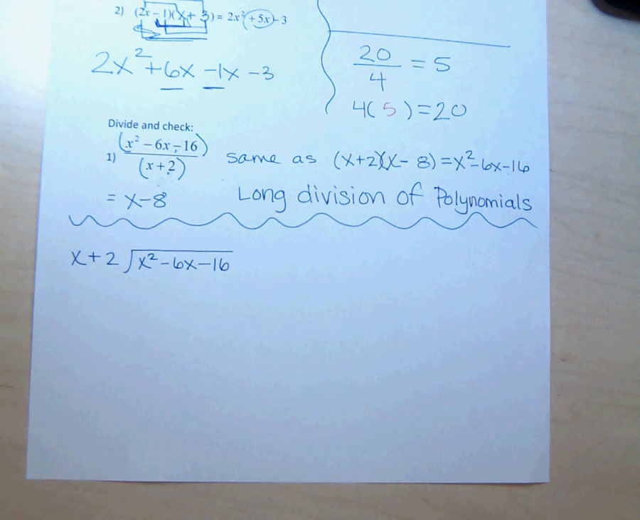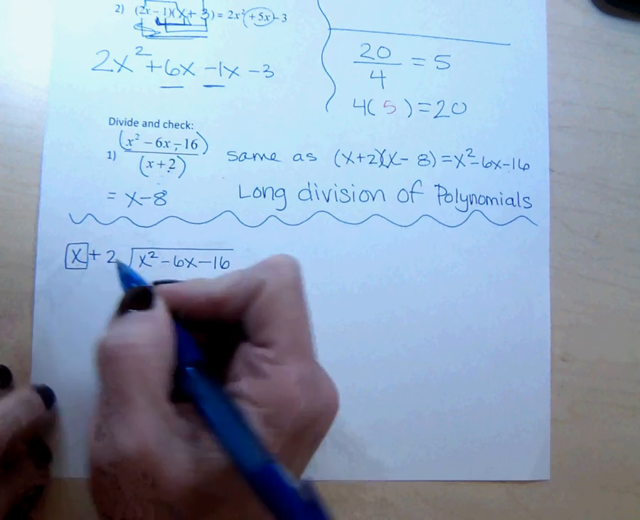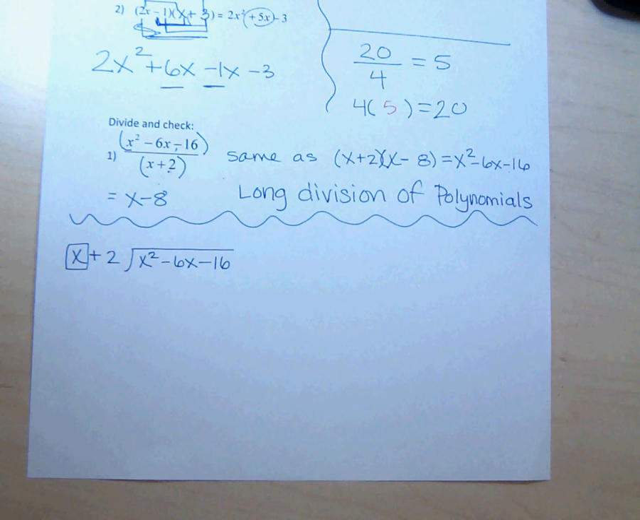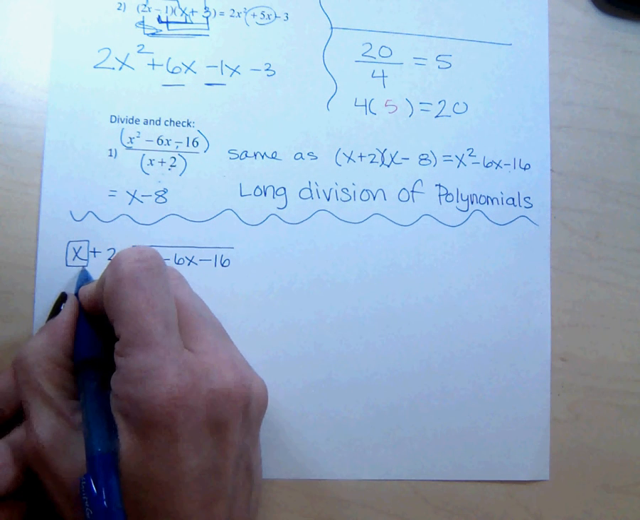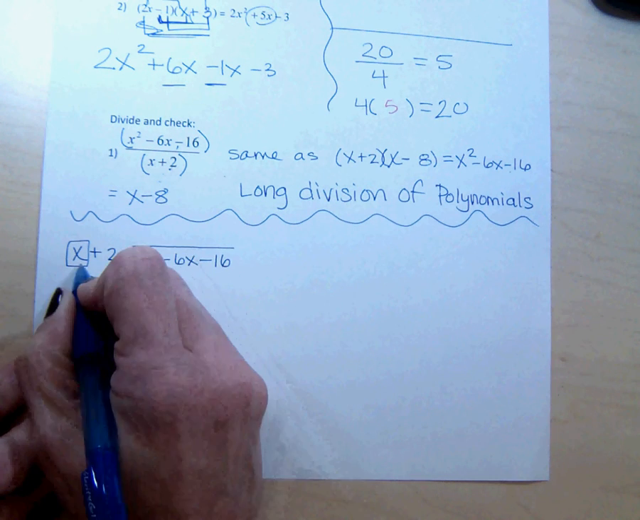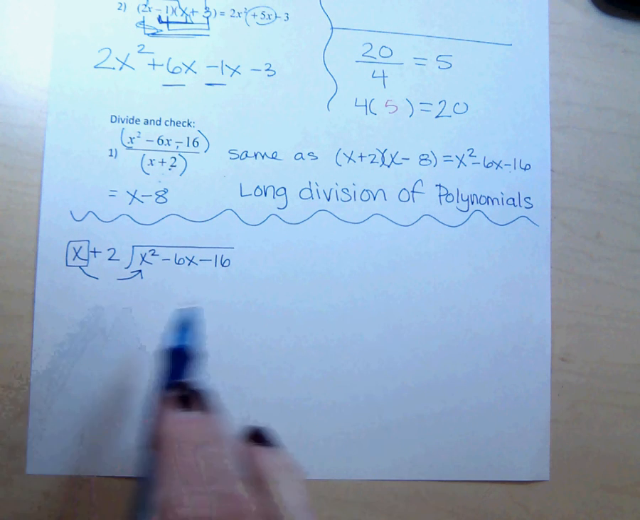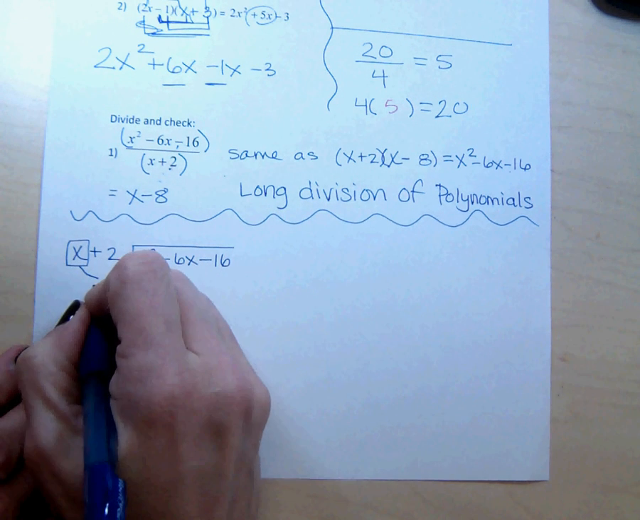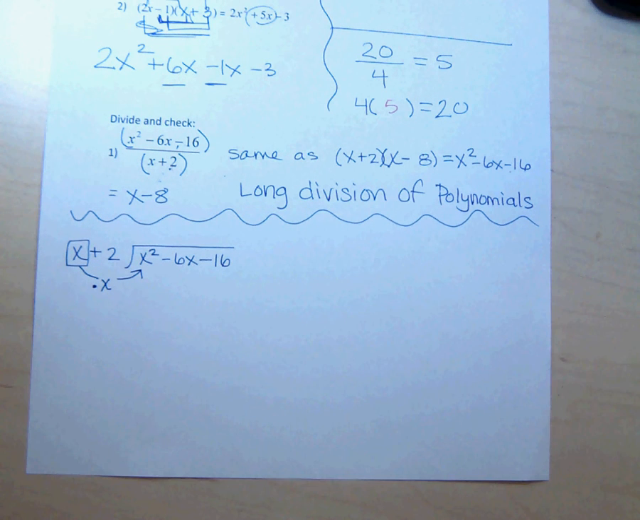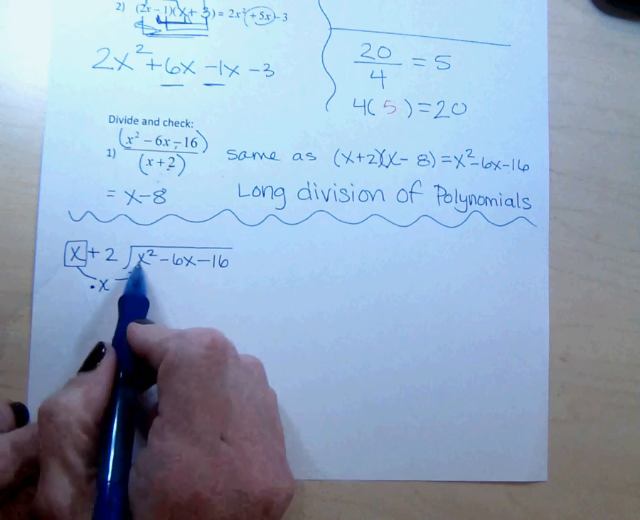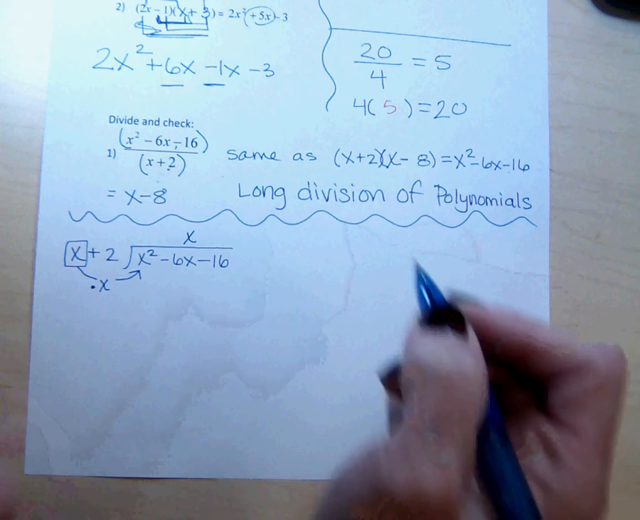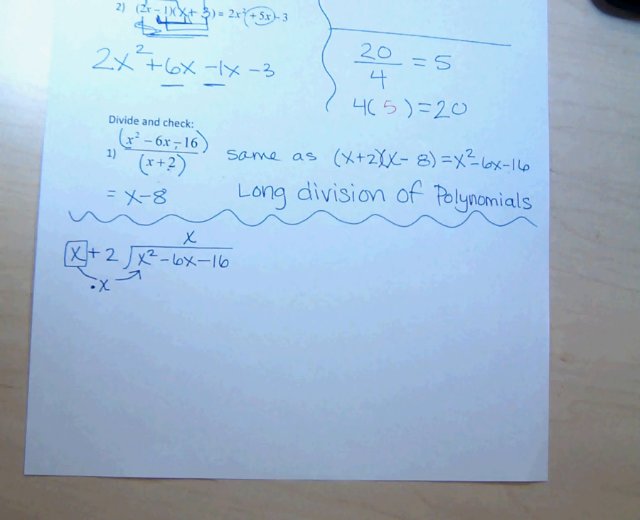So I start with the x in the x plus 2. All right, so I'm starting with this. And I say to myself, how many times will x go into x squared? Now, I left a little space here because basically what I'm asking myself is, what do I have to multiply x by to get me to x squared? Well, I have to multiply x times x. So we say x goes into x squared x times. And notice how I write it on top of the other x term, the 6x.